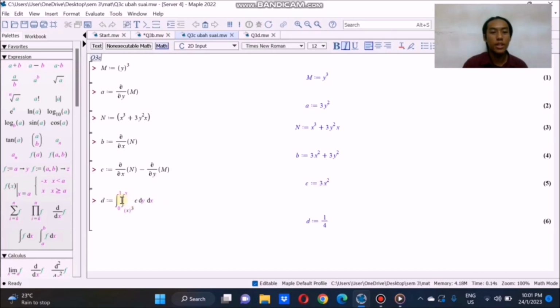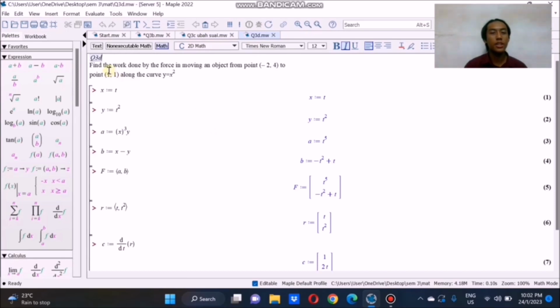Double integral with the limit of 0 to 1, x to the power of 3 and x, c dy dx. The answer that we will get will be 1 over 4. Last but not least, question D for question 3.